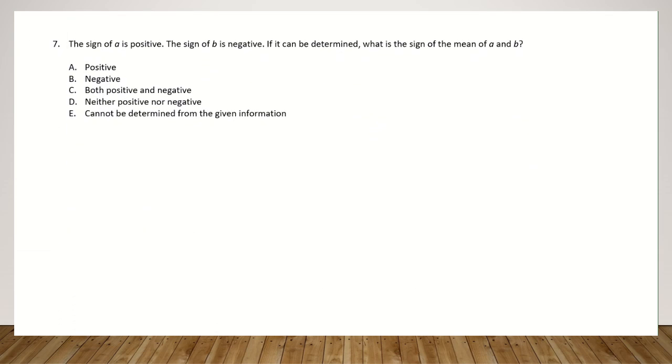Okay, next one. The sign of A is positive. The sign of B is negative. If it can be determined, what is the sign of the mean of A and B? So again, we're going to take our theoretical problem and try out actual things. So first, what is the mean? Remember, the mean is the average, and so you divide by how many numbers you had. That's just like the song, right? The song is useful. Okay, so that's the average.